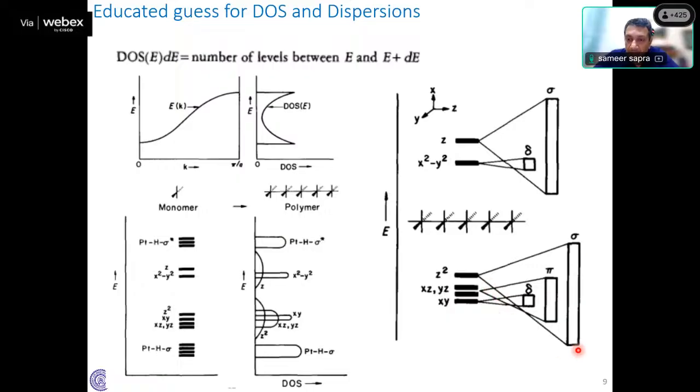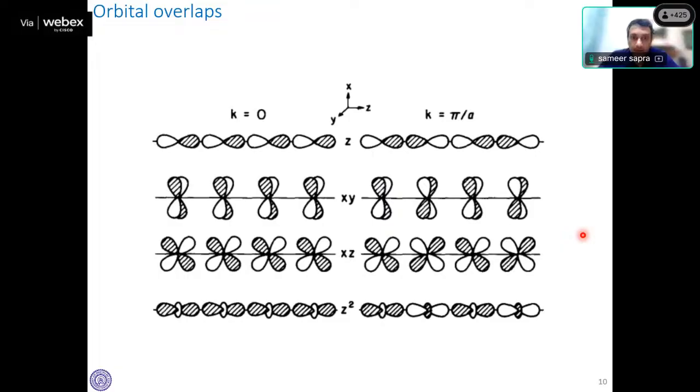I can also see how these band structures run. So this is going to be a very broad, wide band. If I look at what the orbital overlaps are, then I can also tell whether these are going to run up or down. So k is equal to 0 is plus, minus, k is equal to pi by a. For the z orbital, this is your pz orbital. That's your xy, xz, and z square orbital.